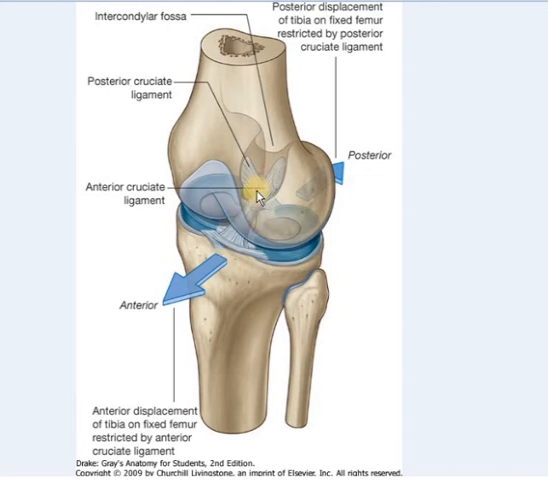This anterior cruciate ligament prevents anterior displacement of the tibia, and the posterior cruciate ligament restricts the posterior displacement of the tibia.